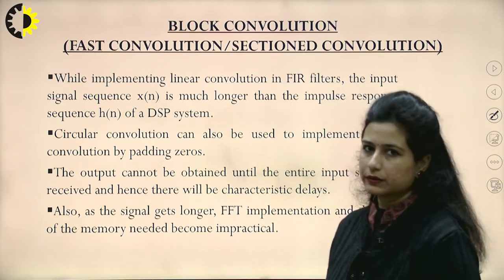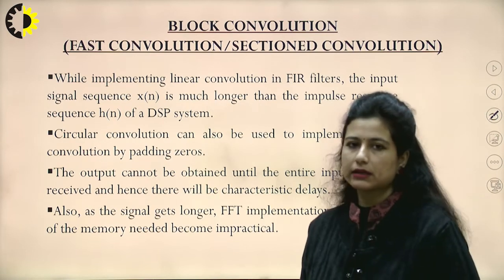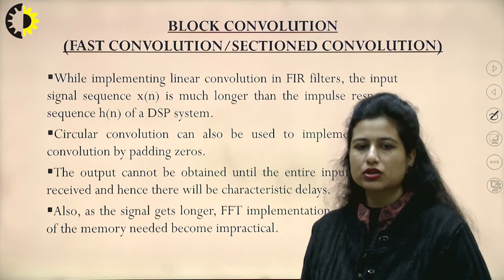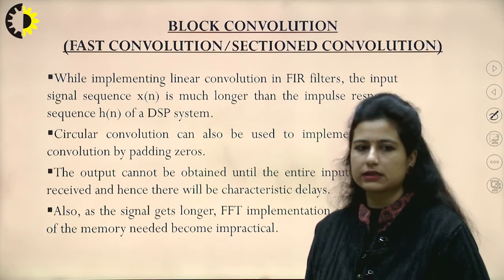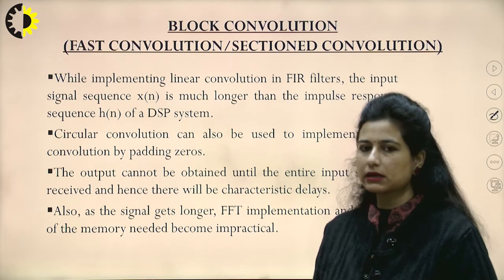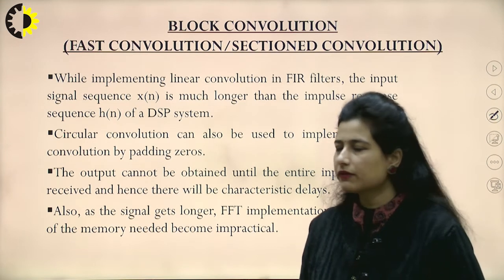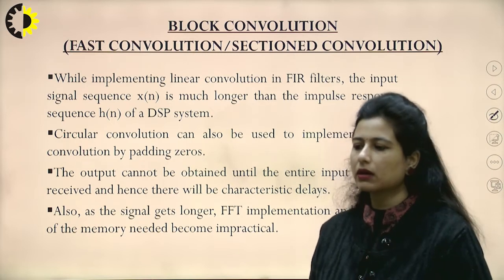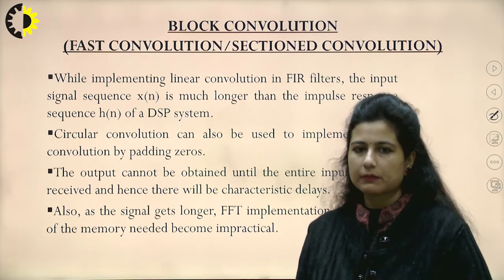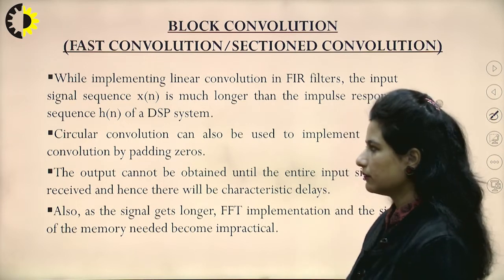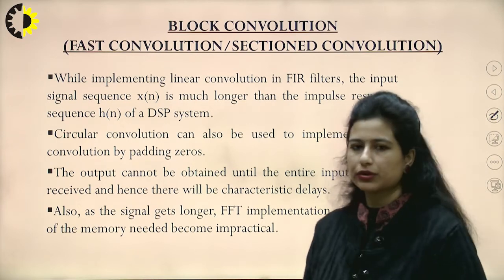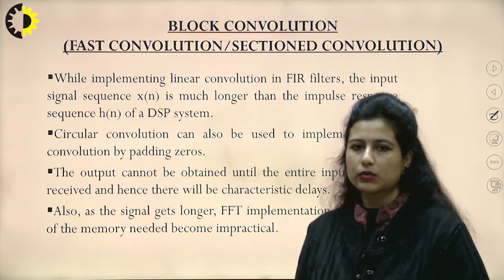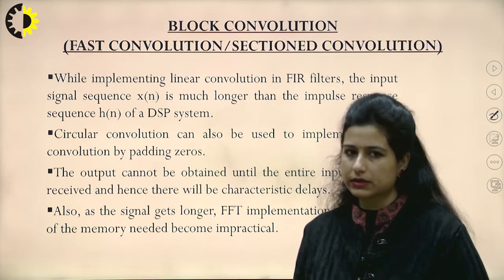When we are implementing linear convolution for FIR filters, the input sequence x[n] is much longer than the impulse response of the system, h[n], because the real-time signal is coming for a long duration and we are sampling that signal at a rate of, say, 128 or 512 samples per second. When we calculate the convolution, we take for example 4 samples or 8 samples, but in real time that is not the case. The sequence may have 500 samples or 1000 samples.